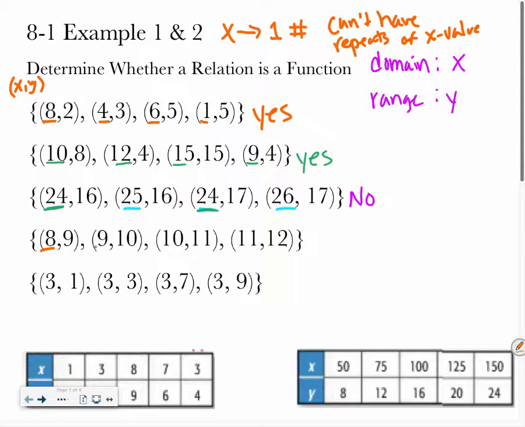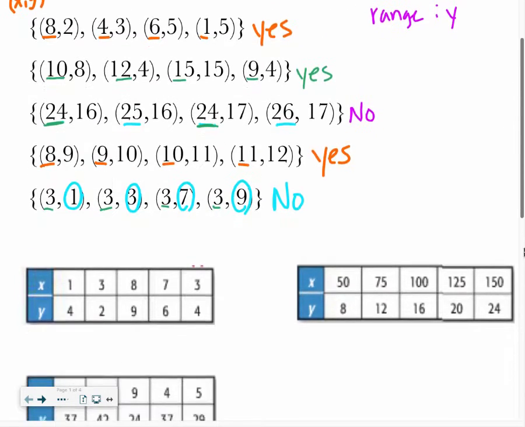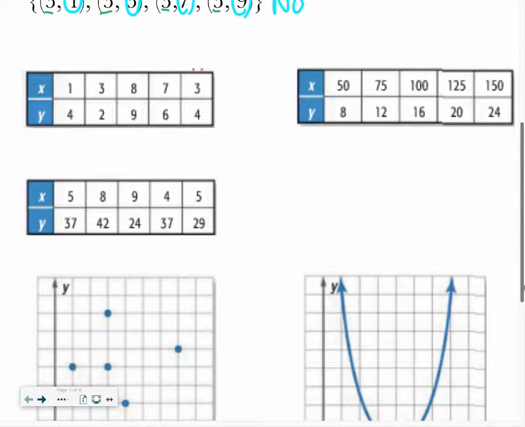So I move down to my next one. I see I have 8, 9, 10, 11. So yes. And my last one, I see I have 3, 3, 3, and 3. So that means since I have repeats with my x values, I have to look at my y values. So I have a 1, 3, 7, 9. None of those are the same either, so I say no, this is not a function. So that's how you tell if something is a function using ordered pairs. Let's look at tables now.